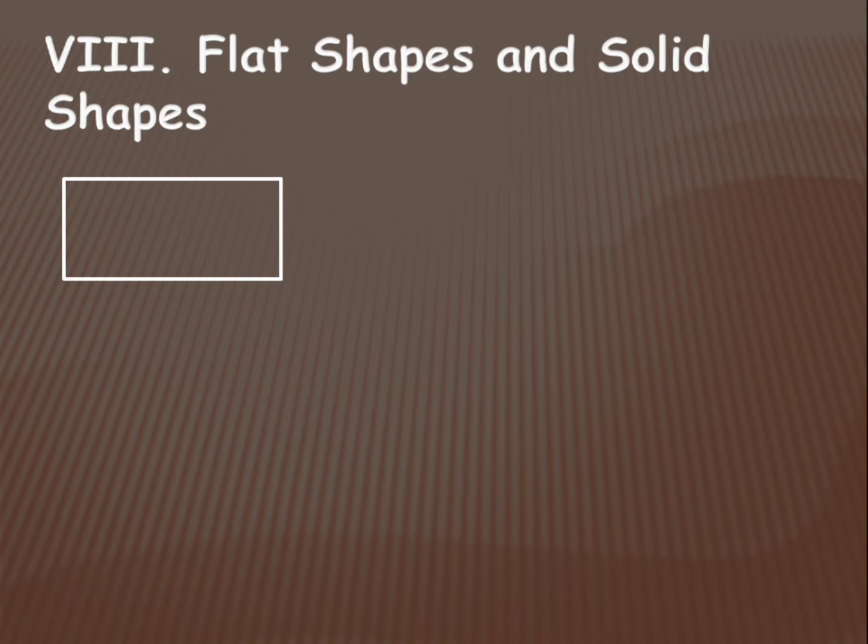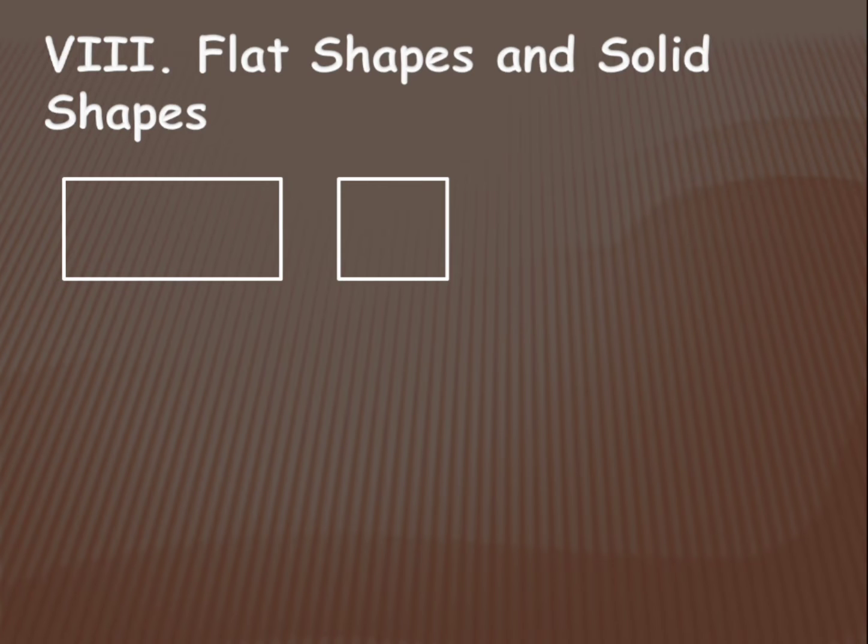A rectangle. Yes, it has four sides, four corners, and opposite sides are equal. This and this are equal. This and this are equal. Isn't it? Next, you have learned about a square.